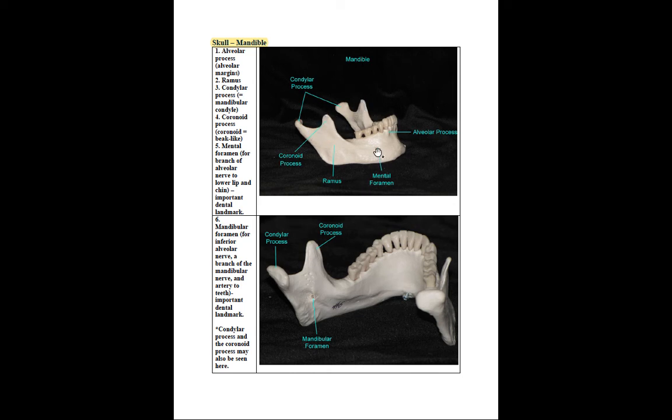We have the mental foramen. This foramen is going to be an important dental landmark, hence why we learn it. So mental foramen. Then we have the mandibular foramen on the back side of the mandible. So you'll have a mandibular foramen or mandibular foramina, one on each side. Same with the mental foramina, one on each side. Again, important dental landmark. And then, of course, you can see the condylar process here, as well as the coronoid process again here.